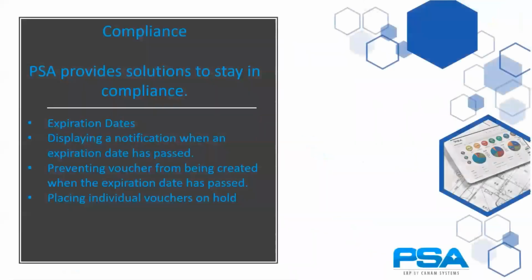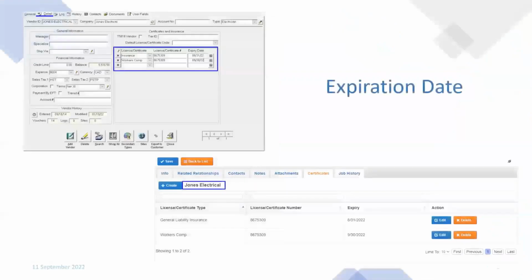In our first section, we are going to talk about compliance. PSA provides some solutions to stay in compliance: expiration dates, displaying a notification when an expiration date has passed, preventing vouchers from being created when the expiration date has passed, and placing individual vouchers on hold.